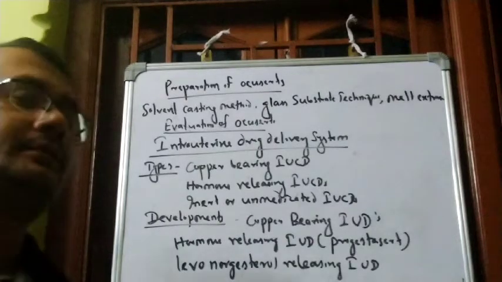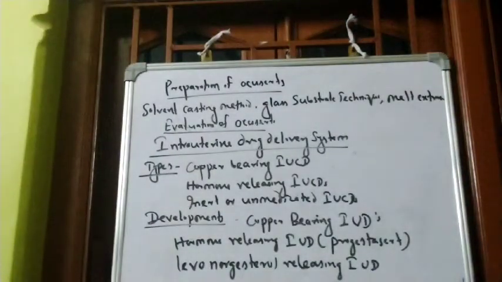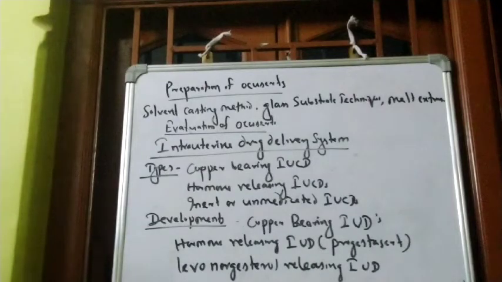Then we need to add 1% polyethylene glycol as a plasticizer so that it is mixed properly, and then we will get a viscous solution, which needs to be kept aside for 30 minutes for complete expulsion of the air bubbles.